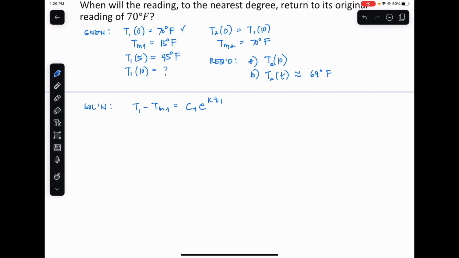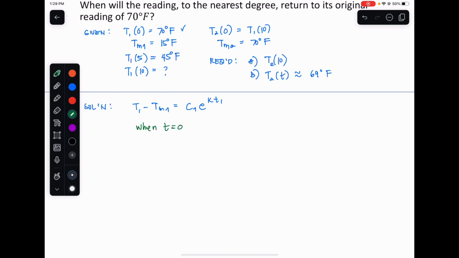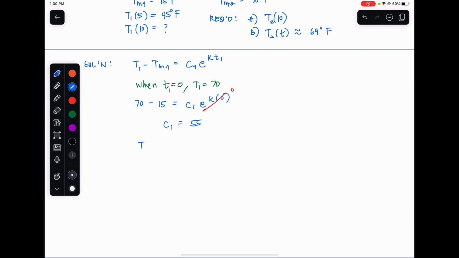Okay, so we substitute. When t is 0, T1 is 70, and Tm1 is 15. So C1 e raised to K times 0 makes it 0, therefore C1 will be 55. We substitute, so T1 minus 15 will be equal to 55 e raised to KT1.